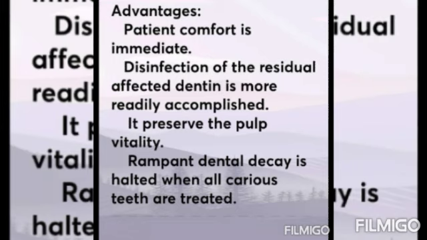Advantages of indirect pulp capping. Patient comfort is immediate. Disinfection of the residual affected dentin is more readily accomplished. It preserves the pulp vitality. Rampant dental decay is halted when all carious teeth are treated. It eliminates the need for more difficult pulp therapy by arresting the carious process and allowing the pulp reparative process to occur. So these are the important points for pulp capping therapy.